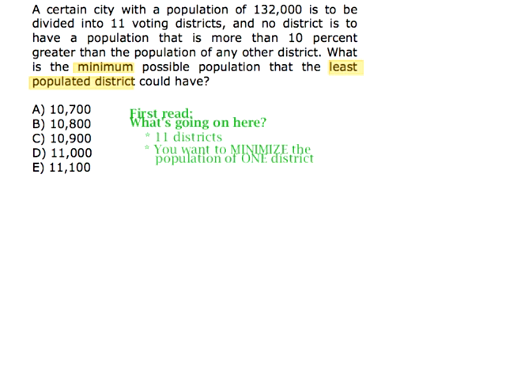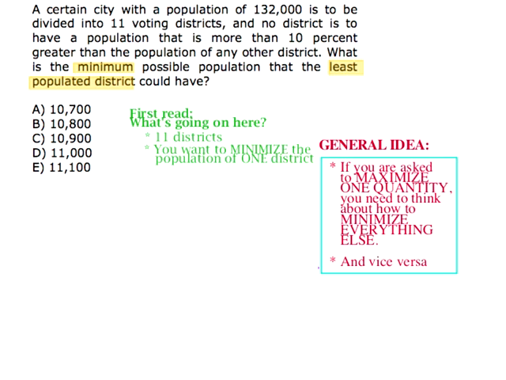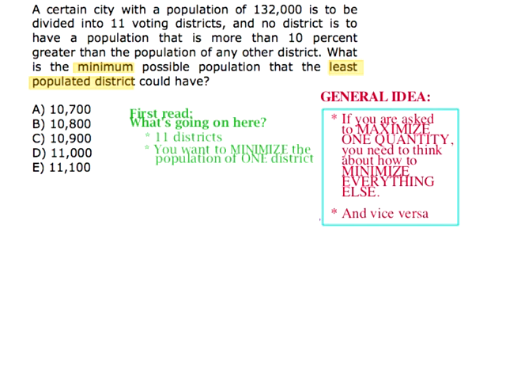So what does that mean you're really doing in this problem? Again, here's the general principle. What do we have to do? How do we have to do that? How do you minimize the population of one district? You have to max out all of the other ones. Exactly. So the point is that you need to, therefore, maximize the population of all the other districts.